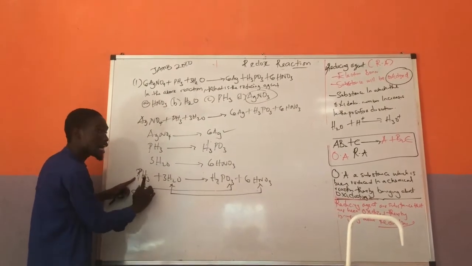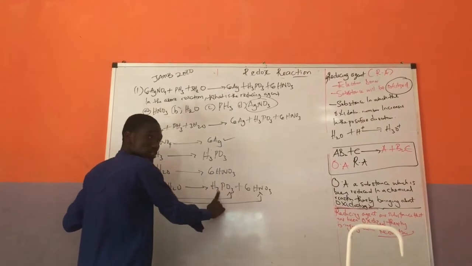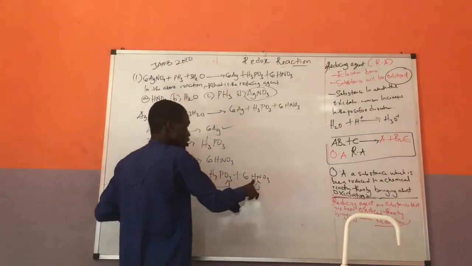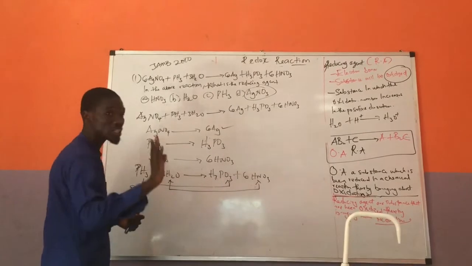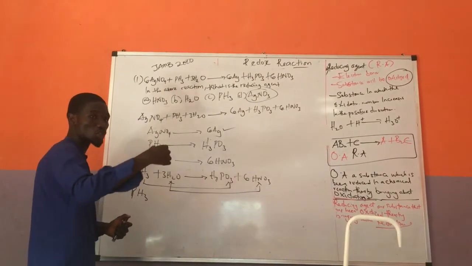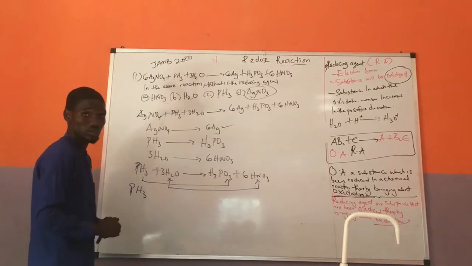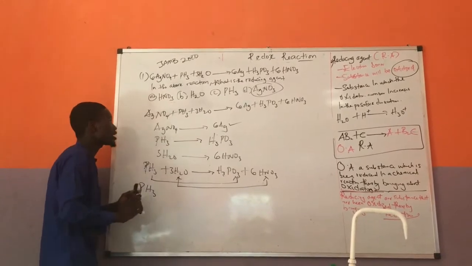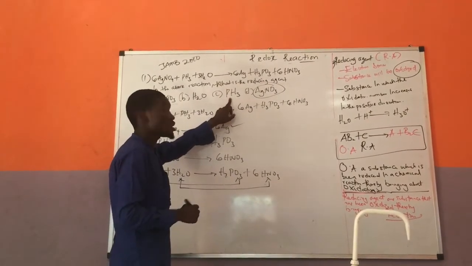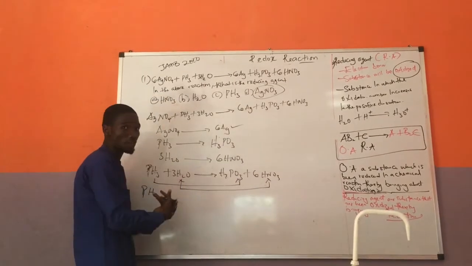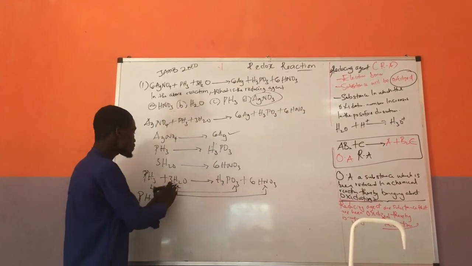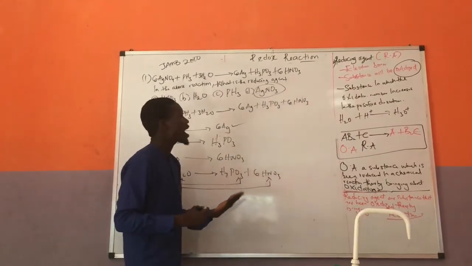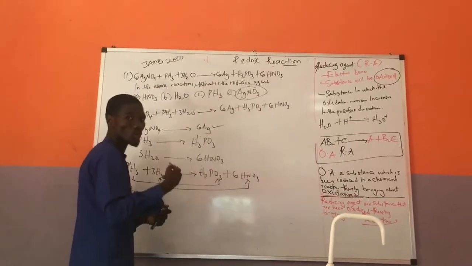So if this PH3 can be oxidized to give this, then what will happen to this water? The water will be reduced to HNO3. So that is why in JAMB you always have two options to pick, the most correct one and the correct one. If this is acting as my reducing agent, then my answer is PH3. If you decide to go with this water, mind you, I said for every oxidizing agent, the substance will be reduced, while for every reducing agent, the substance will be oxidized.